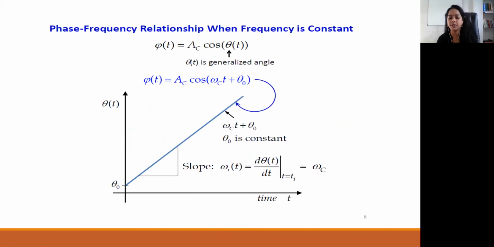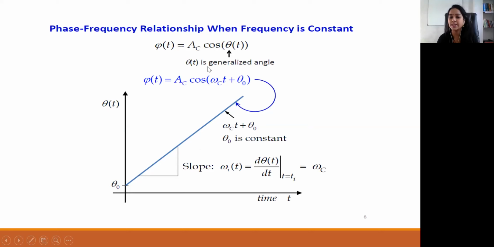Now, in this relation, we have derived, or we have just shown, the phase-frequency relationship when frequency is constant. In phase modulation, we are changing the phase by keeping the frequency constant. So which variable is changing here? Theta of t, the generalized angle, and it will change with each incoming amplitude of the signal by keeping the frequency constant. So what does it say? This equation will look like this here.